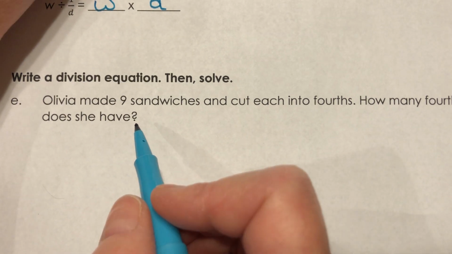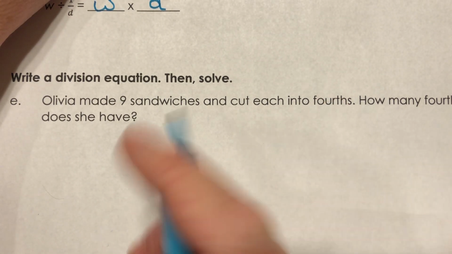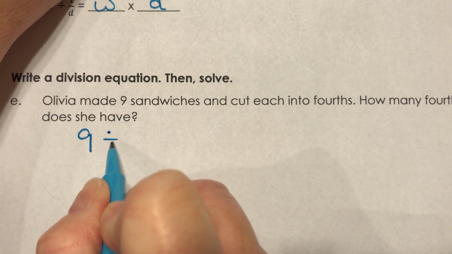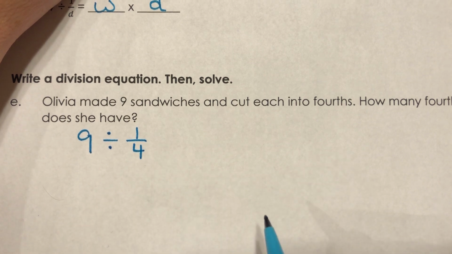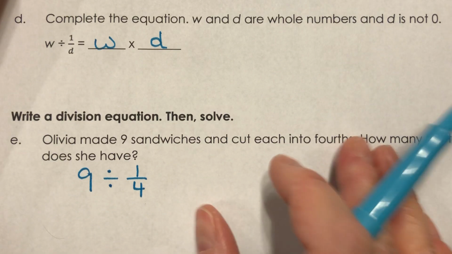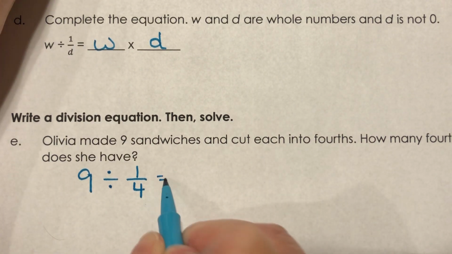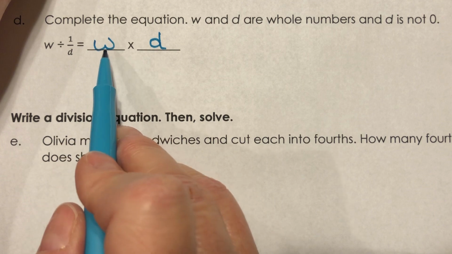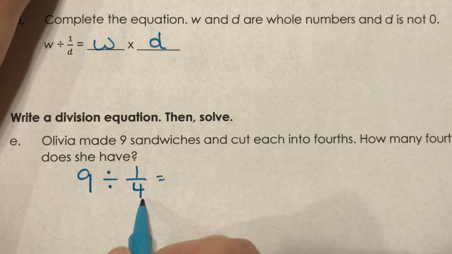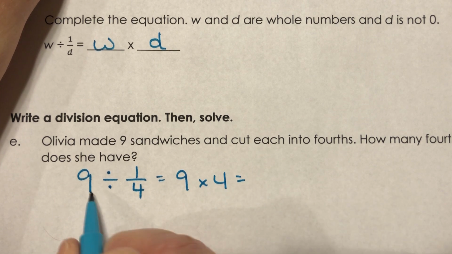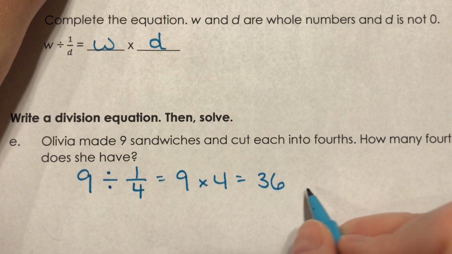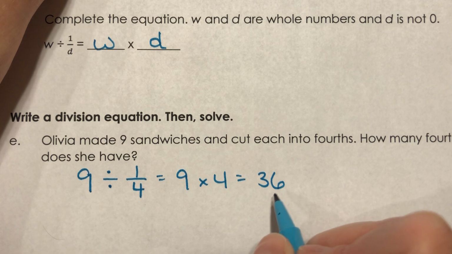how many fourths does she have? Well, we know that if we're cutting this up and dividing it up, it's division, right? So she starts with her 9 sandwiches, and then she divides each sandwich up into fourths. Wants to know how many fourths she has. To do 9 divided by 1/4, I can look at this W divided by 1 over D, and we know that I can get the same result by taking W times D, or in this case, 9 times 4. So the answer to 9 divided by 1/4 is 36. She'd have 36 fourths. Okay, let's keep going.